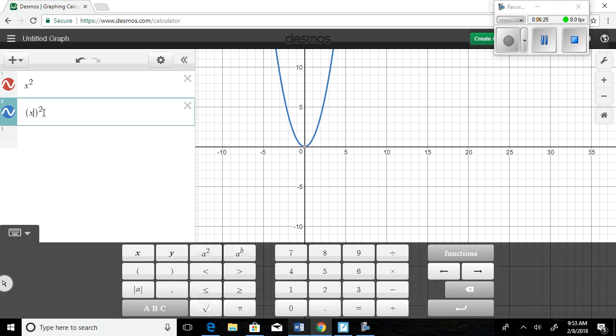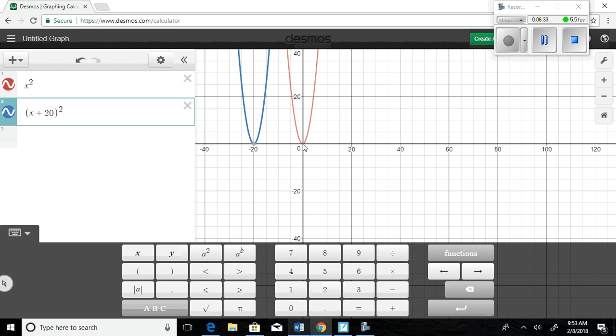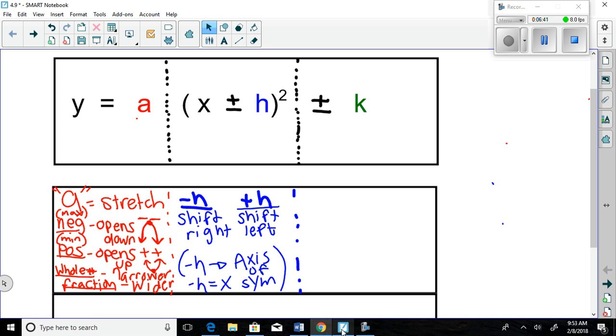So give me a number. How many do you want to go left? 20. Well, we can't really see them. Let's see if we can zoom out. There we go. See how we shifted 20 to the left? Do you guys see that? Cool. So that just means how much we're shifting it left and right.